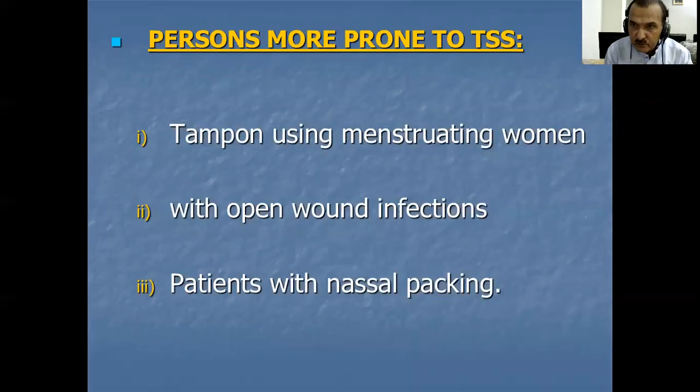Persons more prone to toxic shock syndrome: which persons are more prone? Those using tampons, menstruating women, people with open wound infections, and patients with surgical wounds.